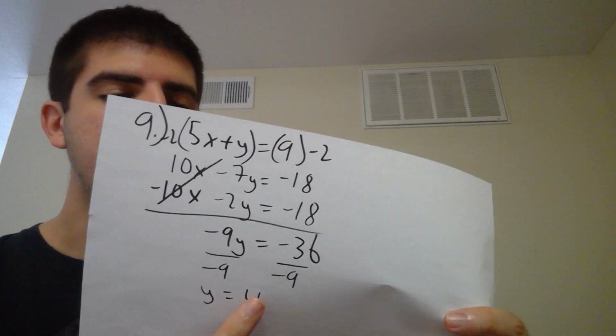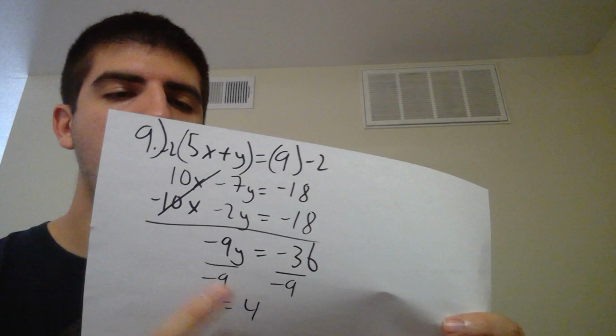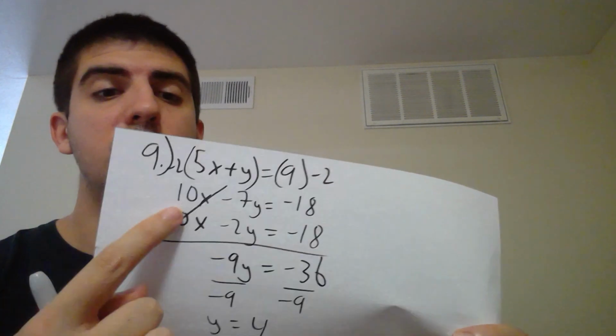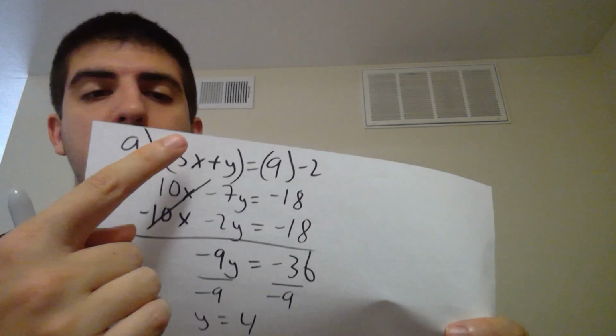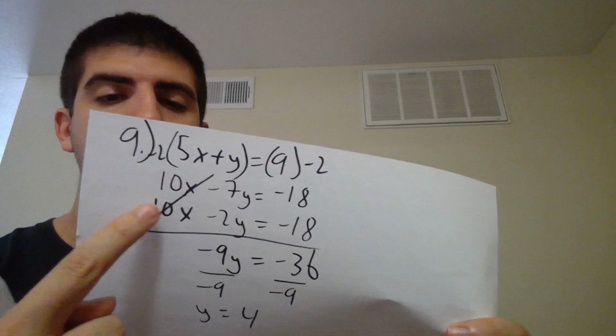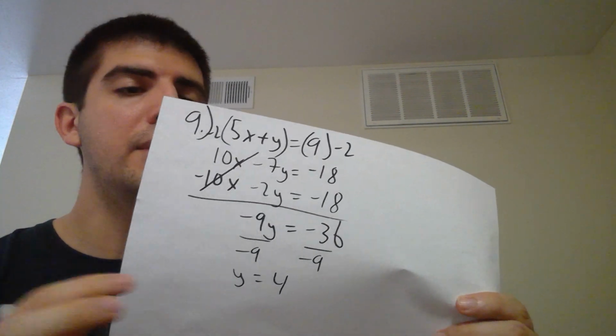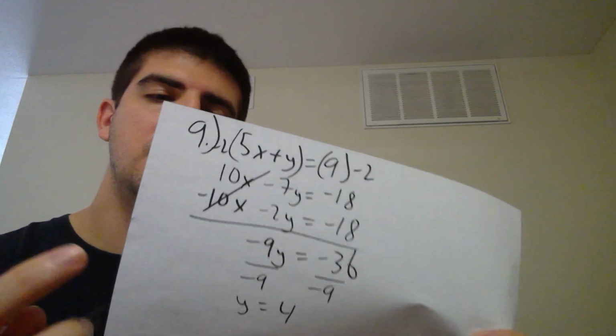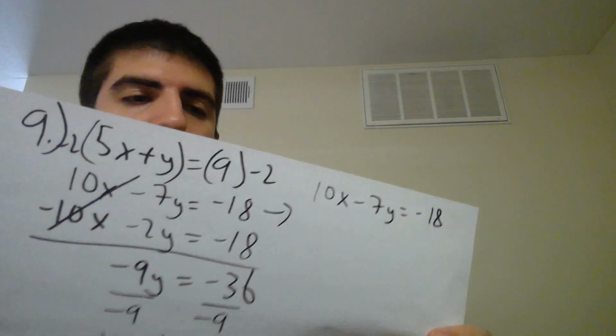So now that we know that y is 4, we're going to plug in 4 into any of these equations, because there's 3 of them. You can plug it in the original, plug it in number 2, plug it in number 3. I don't care what equation you plug it into. I'm going to plug it into number 2, just because. So that was the equation. I'm going to sub in 4 for y.